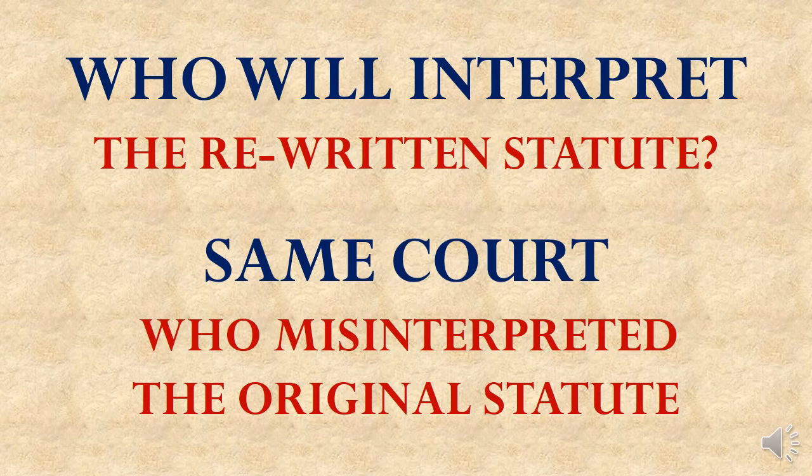And so if they got the original one wrong, what makes you think that they're going to get the second one right? If they intentionally misread the first one to get an outcome that they wanted, which is what judicial activism is, wouldn't they just intentionally misread the second one too, to again get the outcome that they wanted? Of course you would think they would.